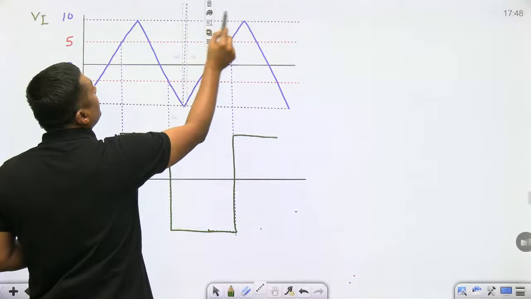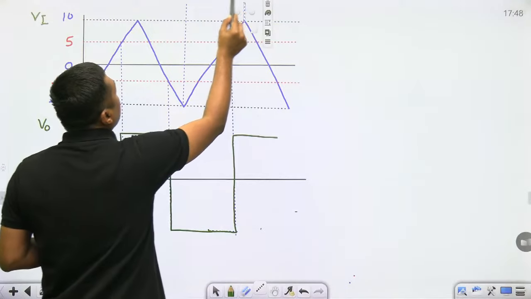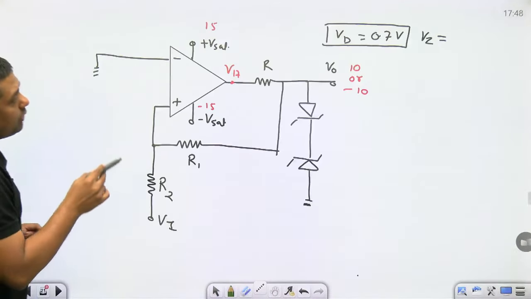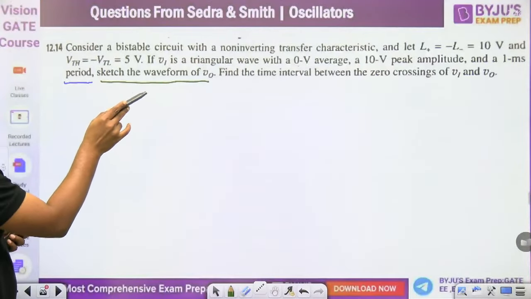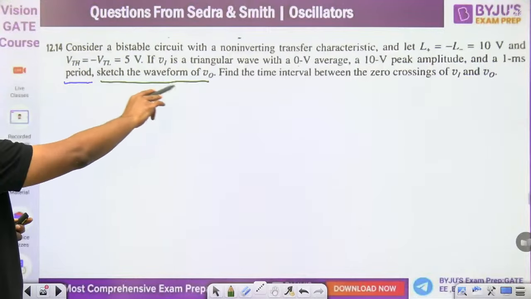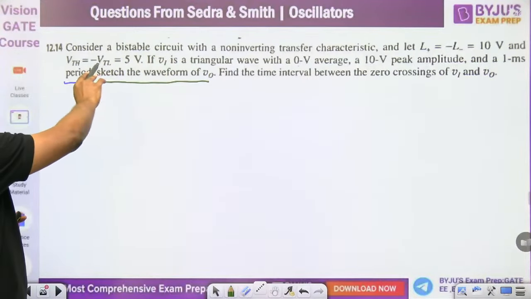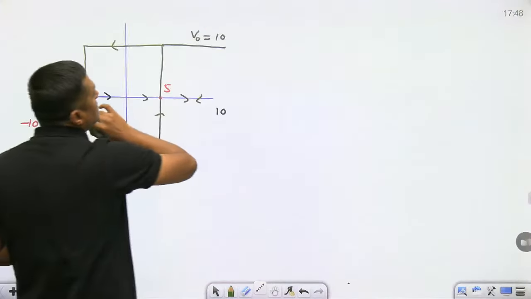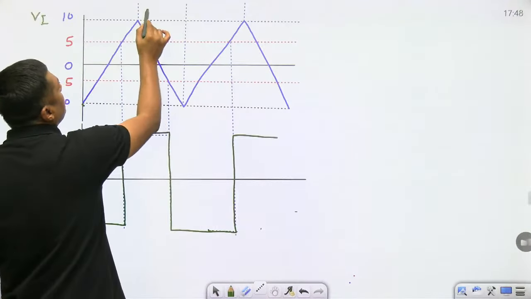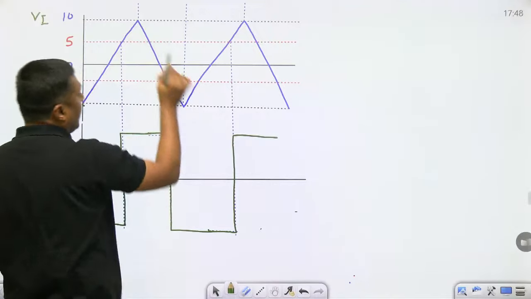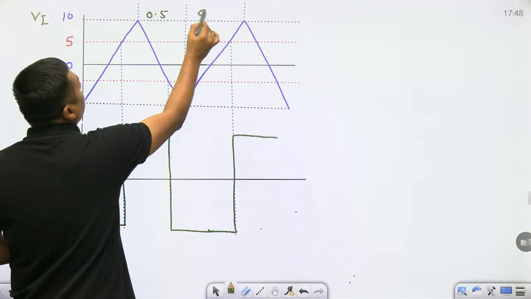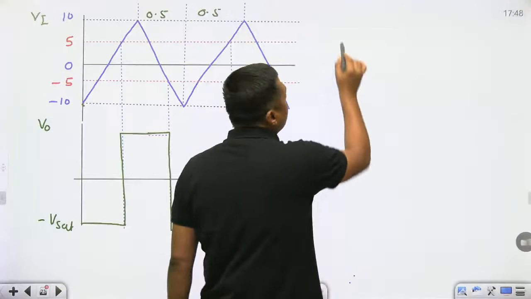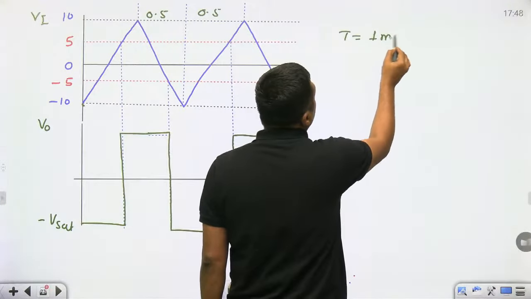Half. This is the rising time and this is the fall time. Both are equal. What is the time period of the triangular wave? 5 milliseconds, it is given in the question. For the triangular wave, find the time interval between that and the average value, 1 millisecond period. 1 millisecond period means the time period is 1 millisecond, so half of that is 0.5 millisecond. Symmetrical triangular wave, so 0.5 millisecond, time period is 1 millisecond.